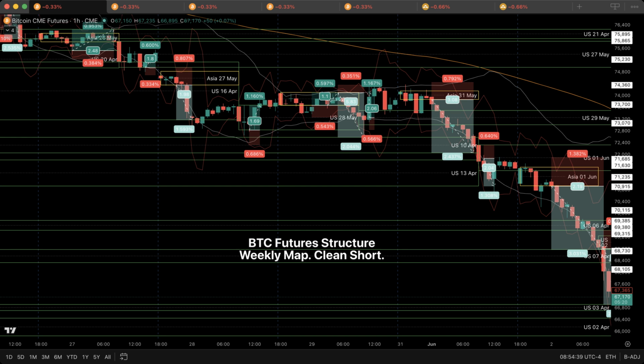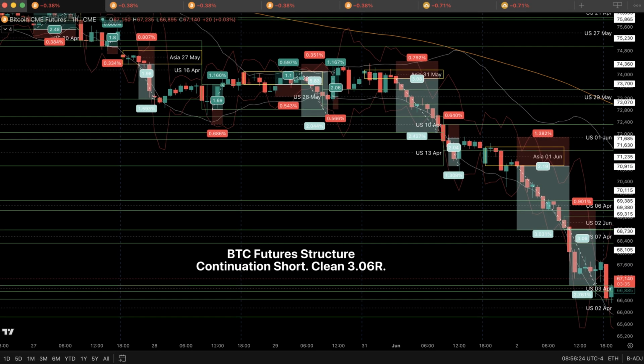The stop is June 1st U.S. midpoint. The first target is April 6th U.S. upper boundary. The trailing target is April 7th U.S. upper boundary. Risk-reward ratio 2.19. The drop was not surprise. The weekly map prepared the pressure. The session line gave the trade. The old U.S. memory gave the target. That is execution.